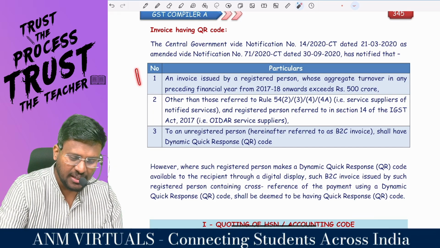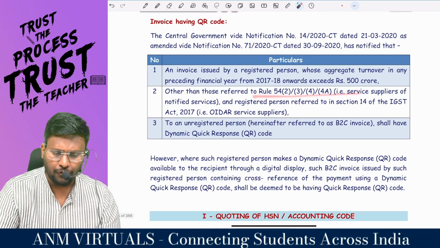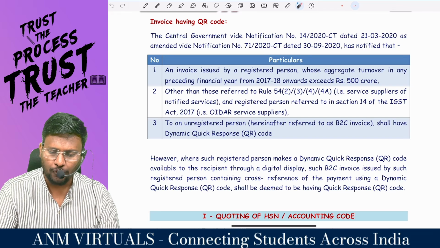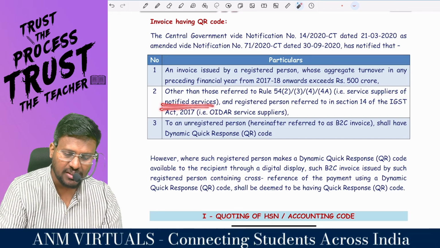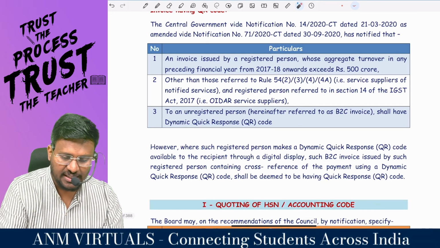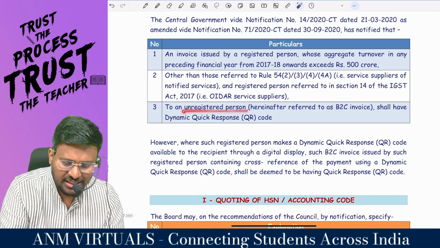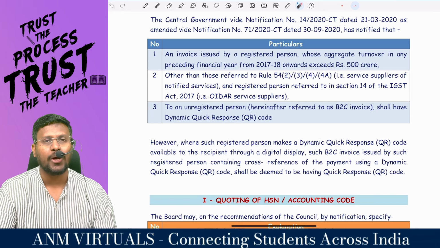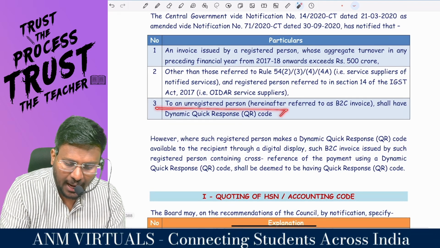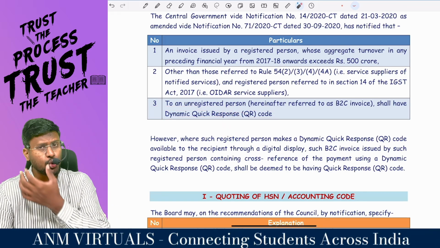This is person number 1 who should have a QR code, other than those referred to in Rule 54 sub-rules 2, 3, 4 and 4A. That is, a supplier of notified services, and a registered person referred to in section 14 of the IGST Act, that is, OIDAR service providers. Second, a registered person issuing an invoice to an unregistered person, hereinafter referred to as a B2C invoice, as we have two kinds of invoices, B2B and B2C, shall have a dynamic quick response code called a QR code.